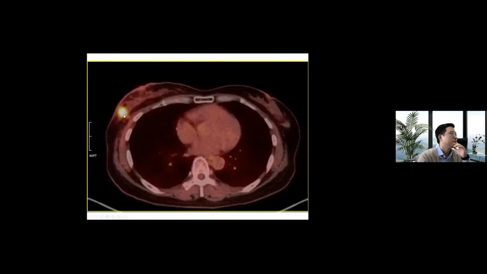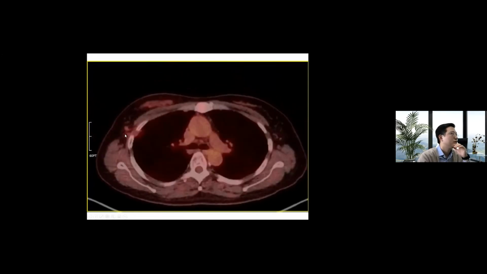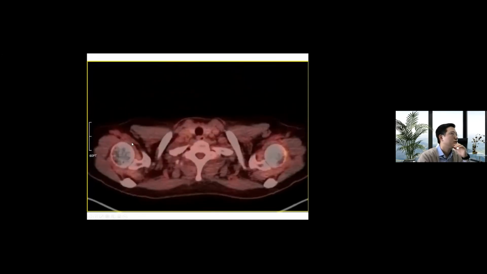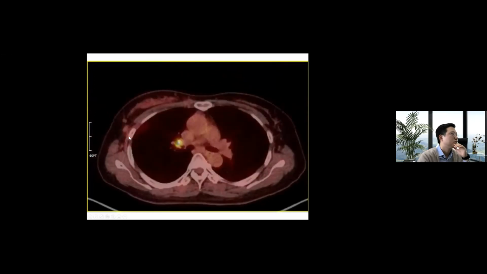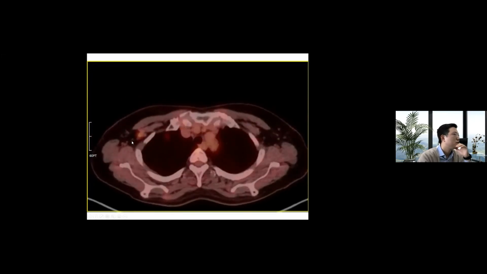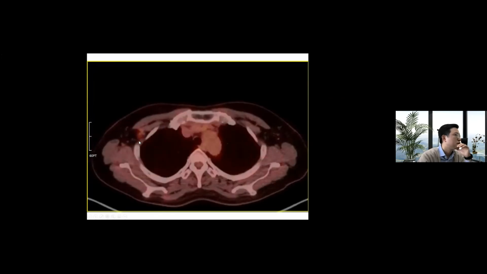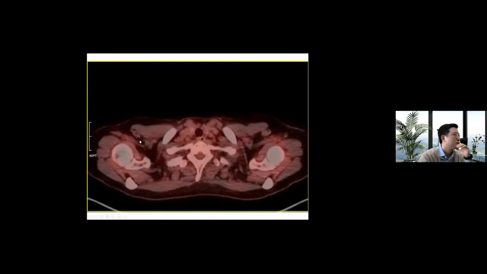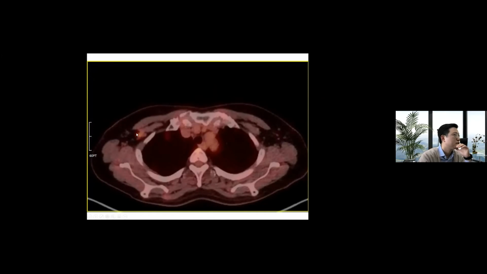So here's the primary lesion in the right breast. And interestingly, there is not a whole lot of axillary node metastasis, except this level 1 node.